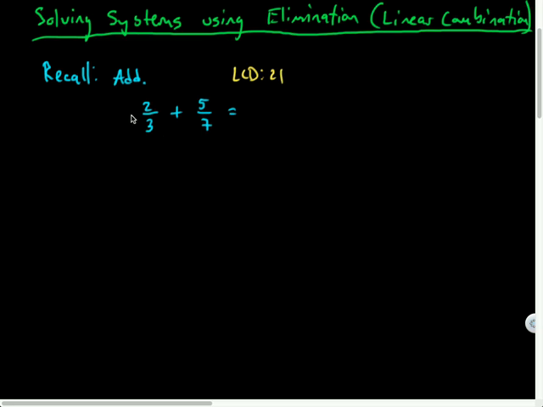21. And then I'd have to multiply each of these by the part of the LCD that it's missing. So I'd multiply this by 7/7, top and bottom, because 7/7 is the same as 1, right? And multiplying by 1 is legal. It's not going to change the value. And this one I'd multiply by 3/3. So I would have 14/21 plus 15/21. And that would equal 29/21. And I'm done.